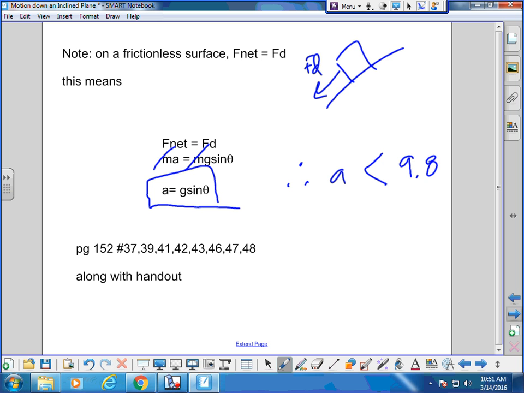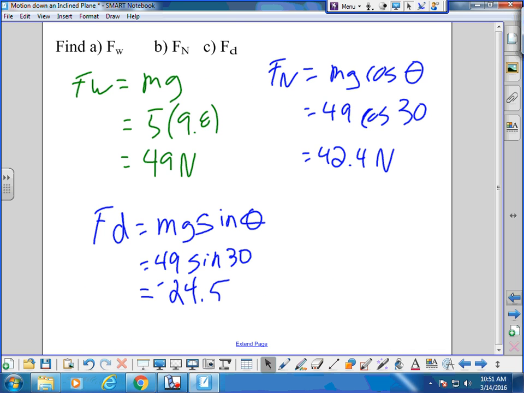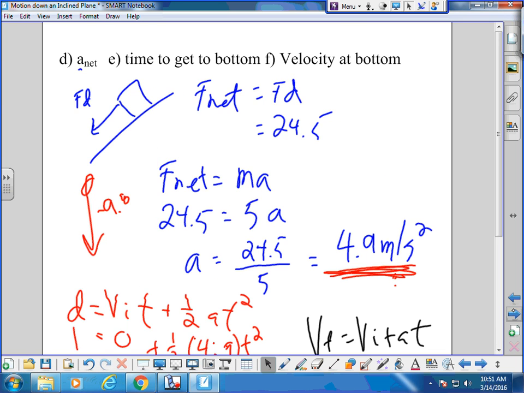Yeah, you can use that to find acceleration. I'm glad you picked up on that. You can skip all this stuff, but I want you to appreciate it a little bit more when you do it this way. G sine theta. We gave you that 4.9. When it's frictionless, you can just go with g sine theta. When you cook your own food, it tastes better.